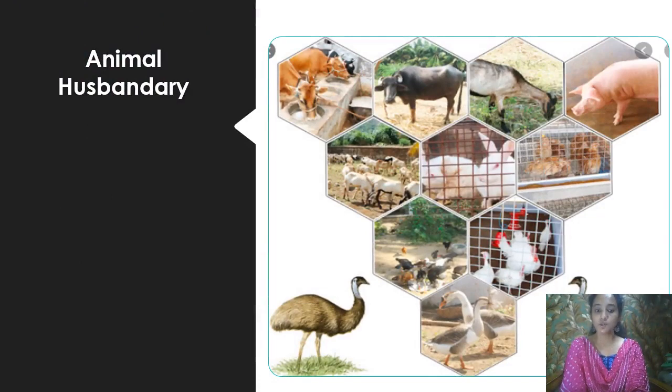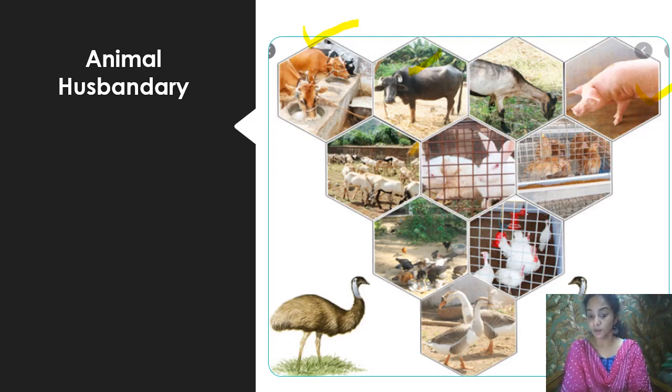Here is a picture of the various animals that we are rearing. We can see different pictures: cows, buffaloes, pigs, donkeys, then poultry, rabbit, chicks, geese, then turkey. Many animals have been shown there.